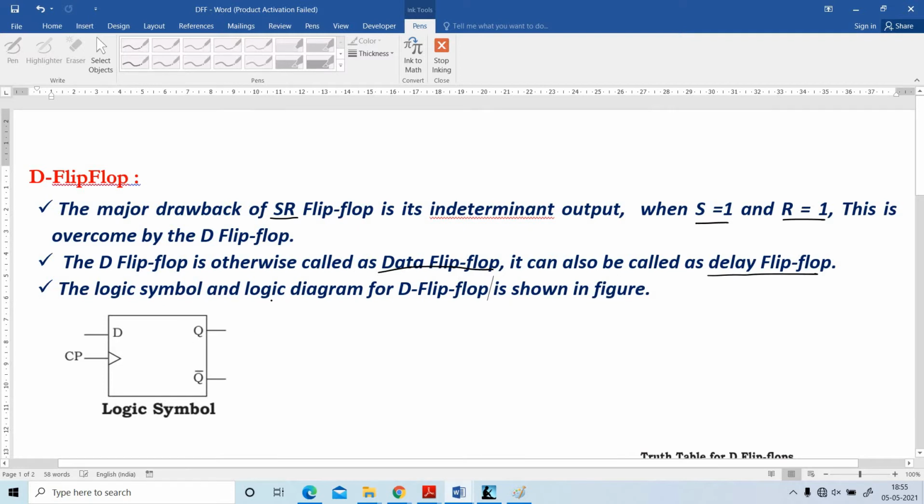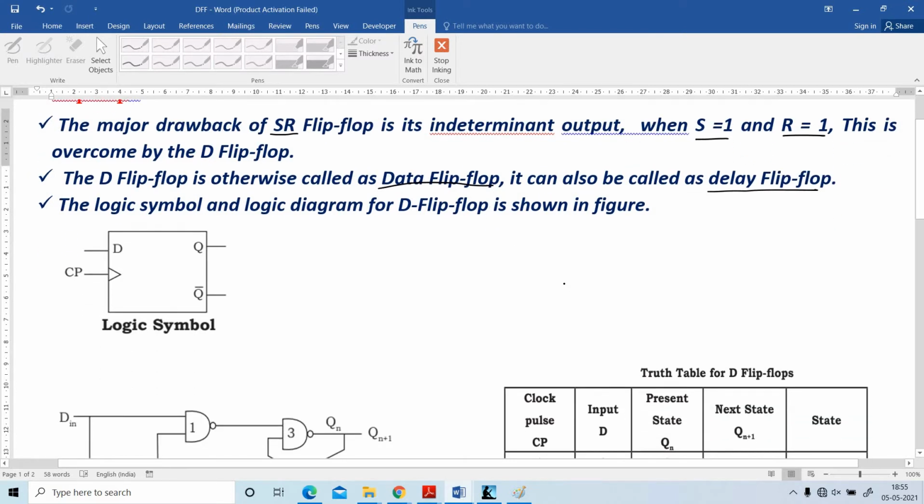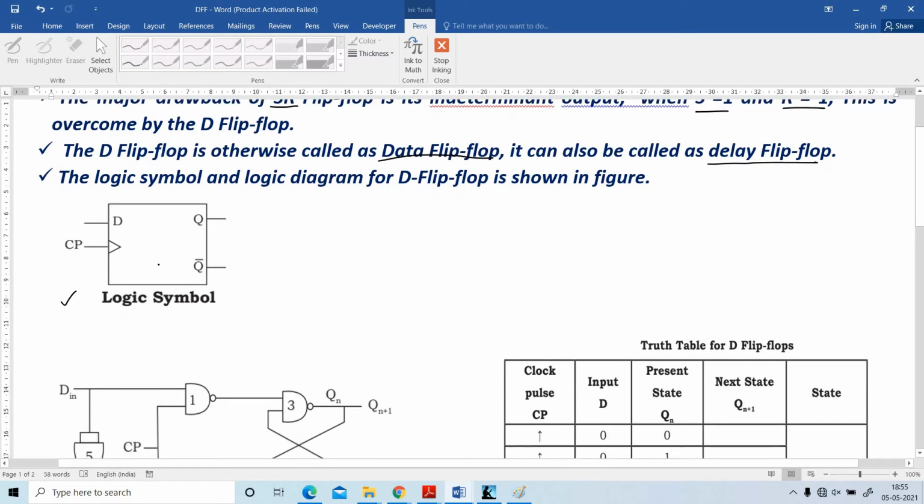The logic symbol and logic diagram for D flip-flop is shown in figure. First, I am going to explain the logic symbol for D flip-flop. Input is D, output is Q, and Q bar is the bar value of the output obtained. CP is the clock signal given to the D flip-flop. This is the logic symbol.